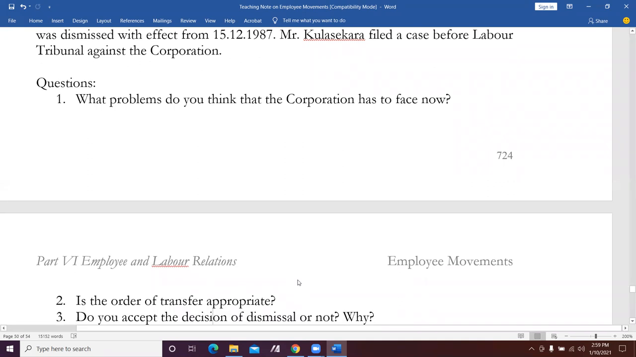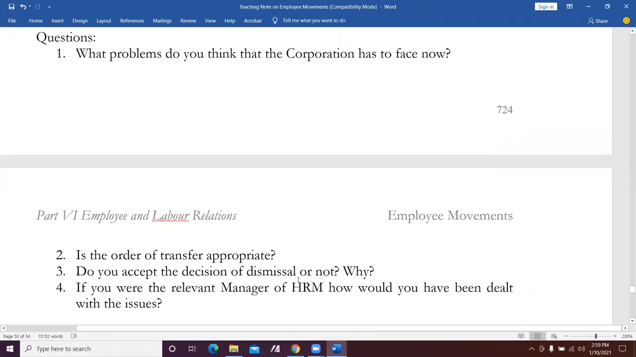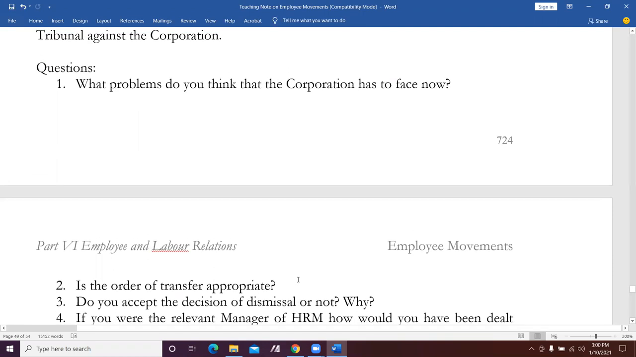Questions: what problems do you think the corporation has to face now? Is the order of transfer appropriate? Do you accept the decision of dismissal or not? Why? If you were the relevant manager of HRM, how would you have dealt with the issues? Okay, any response?